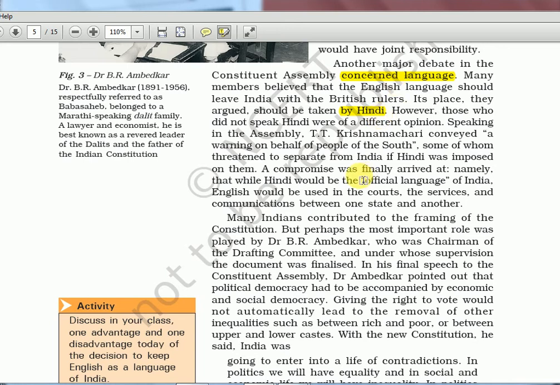But later, our forefathers, T.T. Krishnamachari, who was actually representing the South. So there were debates, and finally it was decided that Hindi would be the official language. So India doesn't have a national language.